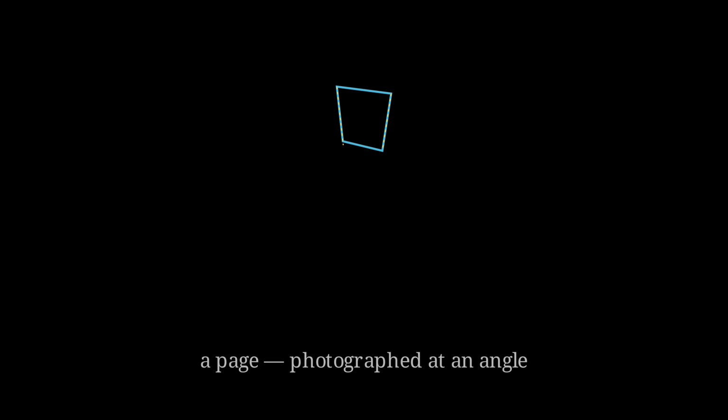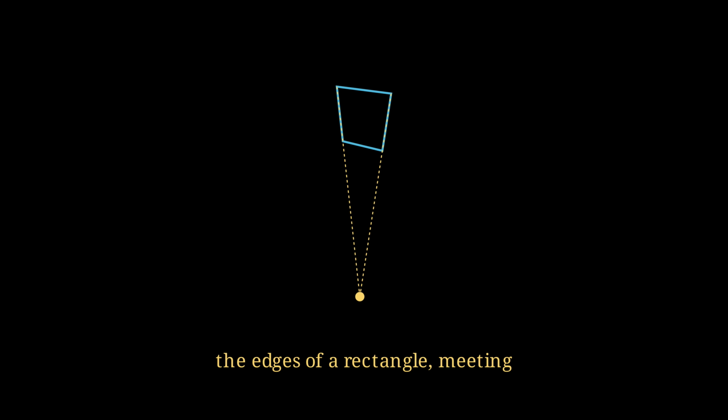Point a camera at a page and take the photograph. Now look at what came back. The page is a rectangle. You know it is, you're holding it. But in the picture, the two long edges aren't parallel anymore. They lean towards each other, and if you followed them off the edge of the frame, they'd meet.